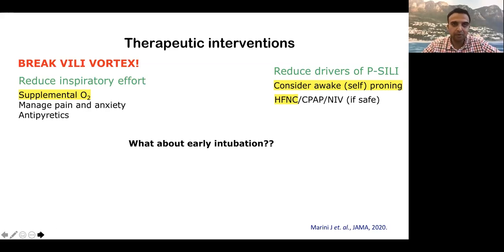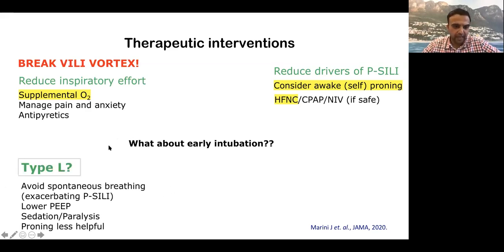And we've done proning, and they've just gone into a spiral. So for the L type of respiratory failure, you should try and avoid spontaneous breathing. On the ventilator, you must make sure that the ventilator is doing the majority of the work. The patient is not triggering the ventilator.